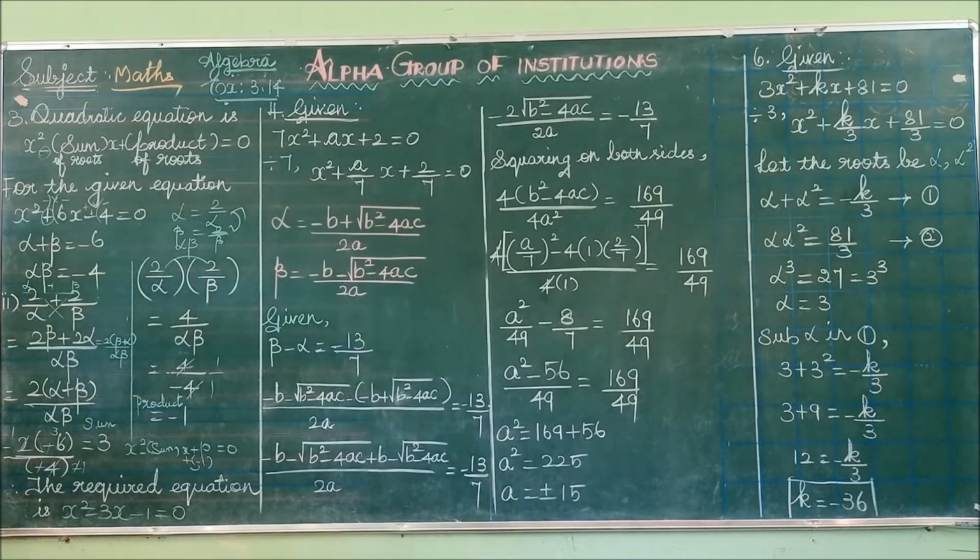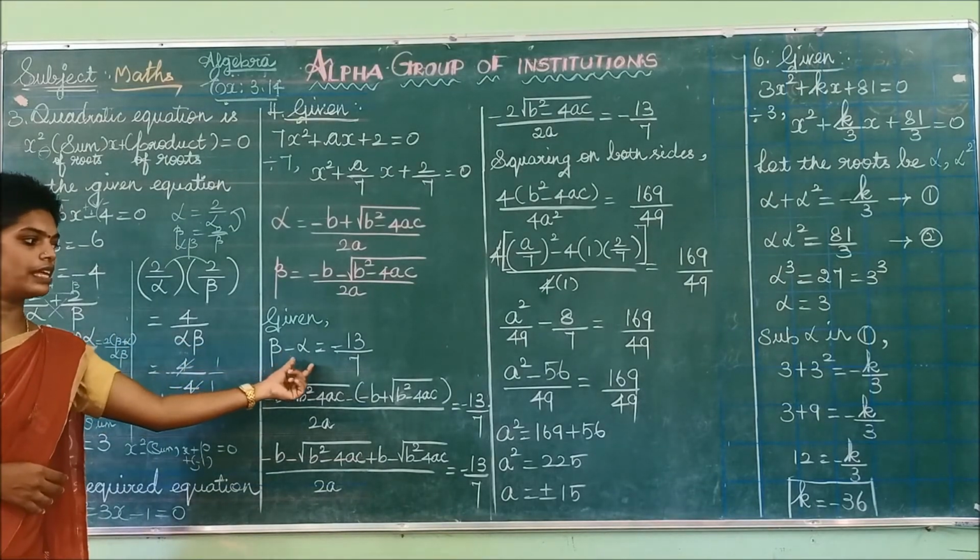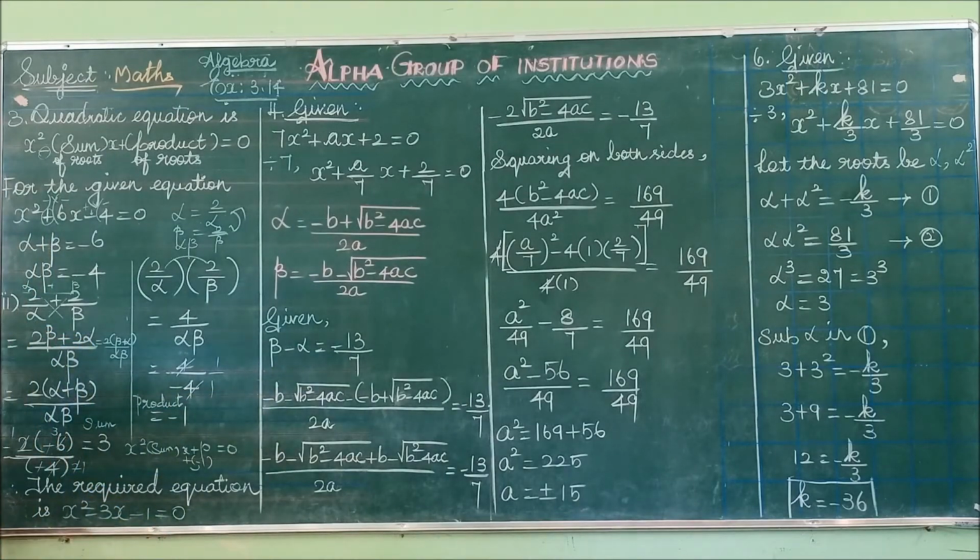Now listen to the fourth question. Everybody look at your page number 122, fourth question. So what is the fourth question? If alpha comma beta are the roots of 7x squared plus ax plus 2, which is equal to 0, and if beta minus alpha is equal to minus 13 by 7, find the value of a. So they gave one equation with the roots alpha and beta. Then they also gave one condition, beta minus alpha, which is equal to minus 13 by 7.